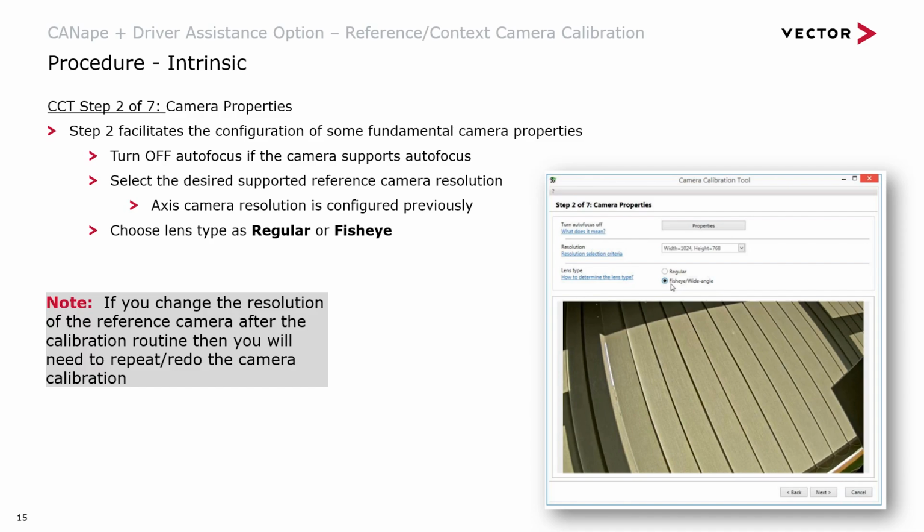Step 2 of the intrinsic calibration configures some camera-specific settings such as resolution, autofocus, and fisheye. Depending on the camera, some or all of these settings may have been previously configured and the chosen settings should be visible in the fields.